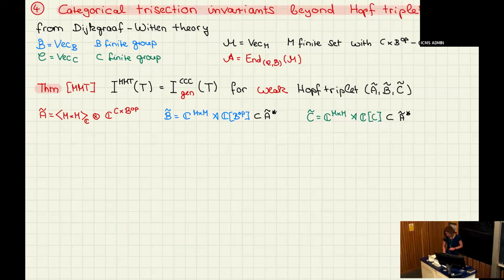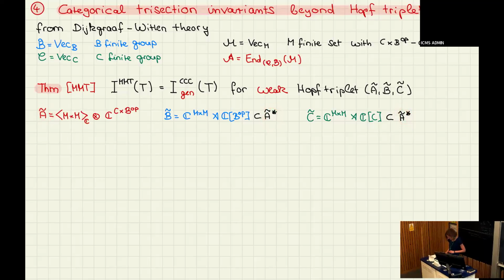It takes a simple form. So it's always made up of algebras of functions. So here we have the algebra of functions on C times B op. And here we have the free vector spaces generated by M times M. Here we have the algebra of functions on M times M. And we have some group algebra. Here similarly, we have the algebra of functions on M times M. And we have some other group algebra. And one sees, if one looks at this, that the B tilde and the C tilde are contained in the dual here of the A tilde.